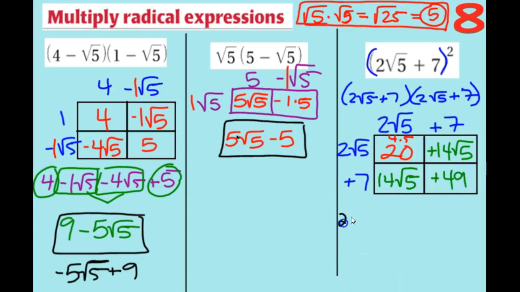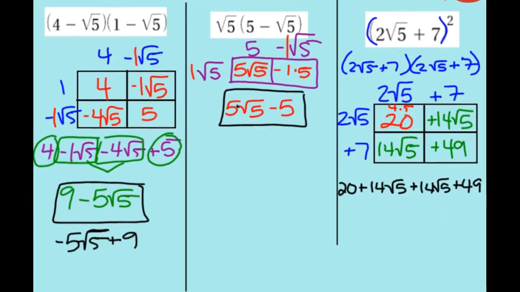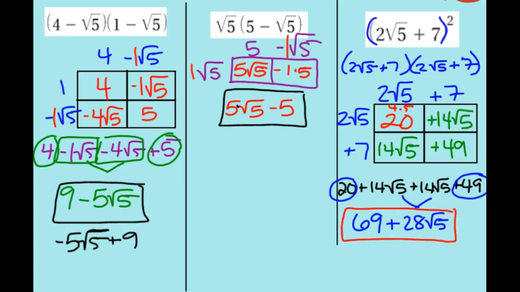So if we want to write this all out, we can. I'm just writing out each term. But if you can combine it from the boxes, that works as well. 49 plus 20 is 69. And then 14 square root of 5 and another 14 square root of 5 is 28 square root of 5. Can't combine them because one has a square root and the other doesn't.